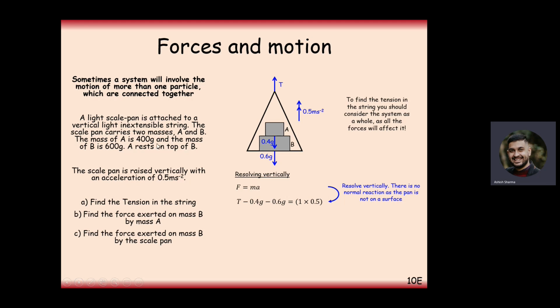Mass A is 400 grams, mass B is 600 grams. If we consider the system as one, that's 1 kilogram, times by the acceleration, which is 0.5. You then rearrange to get your value of T. So that's the answer for part A: the tension in the string is 10.3 newtons, and that came from considering the system as a whole.